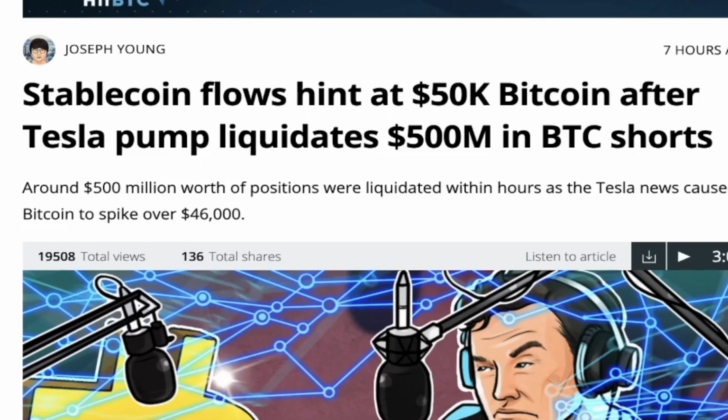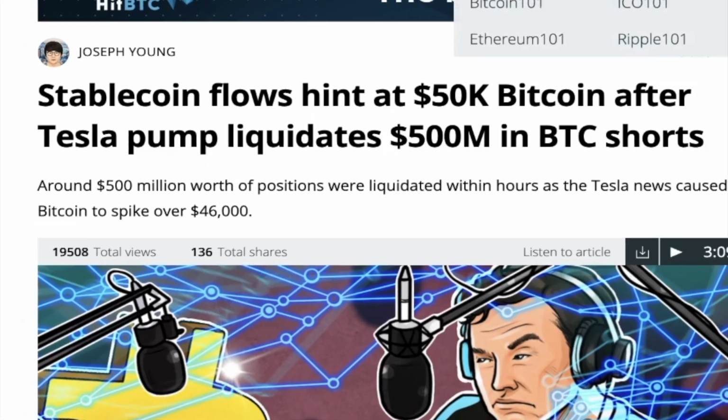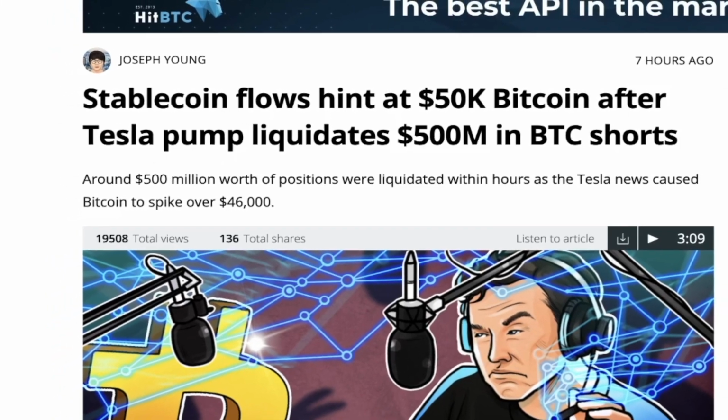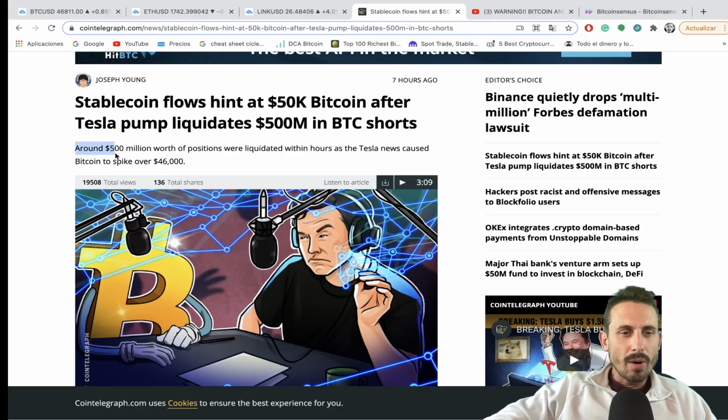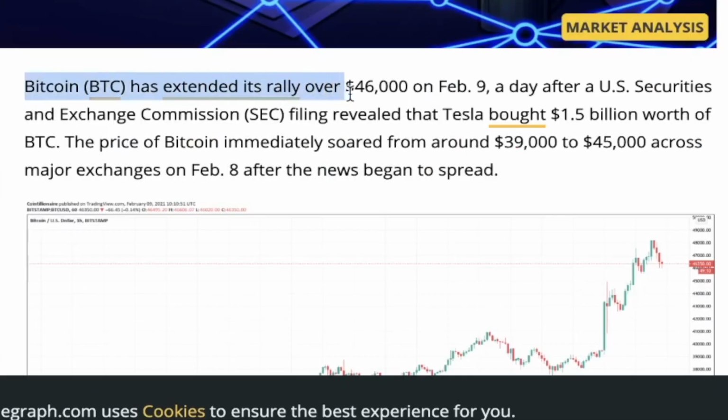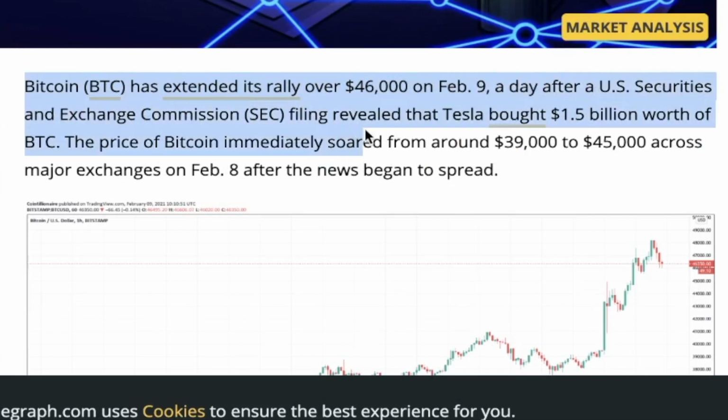Checking out the news: stablecoin flows hint at 50k Bitcoin after Tesla pump liquidates $500 million in BTC shorts. Around $500 million worth of positions were liquidated within hours as the Tesla news caused Bitcoin to spike over $46,000. Bitcoin has extended its rally to over $46,000 on February 9th, a day after the US Securities and Exchange Commission filing revealed that Tesla bought $1.5 billion worth of BTC.